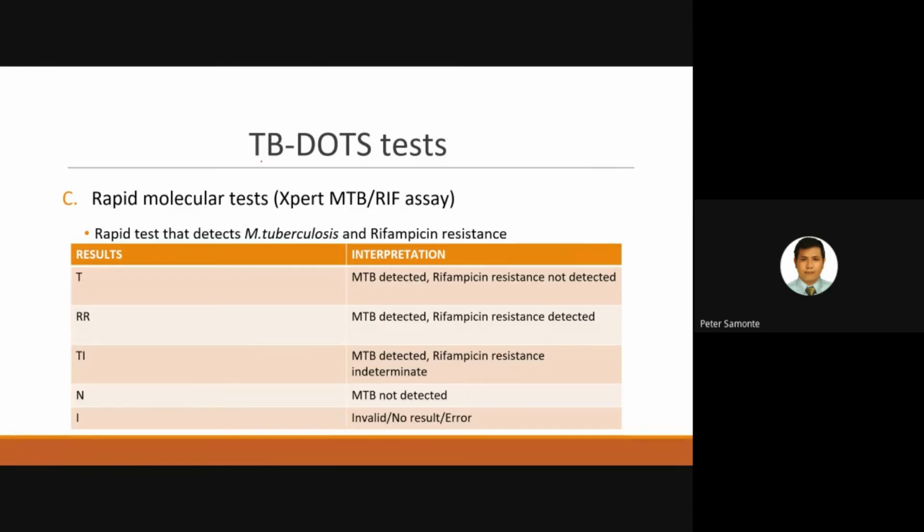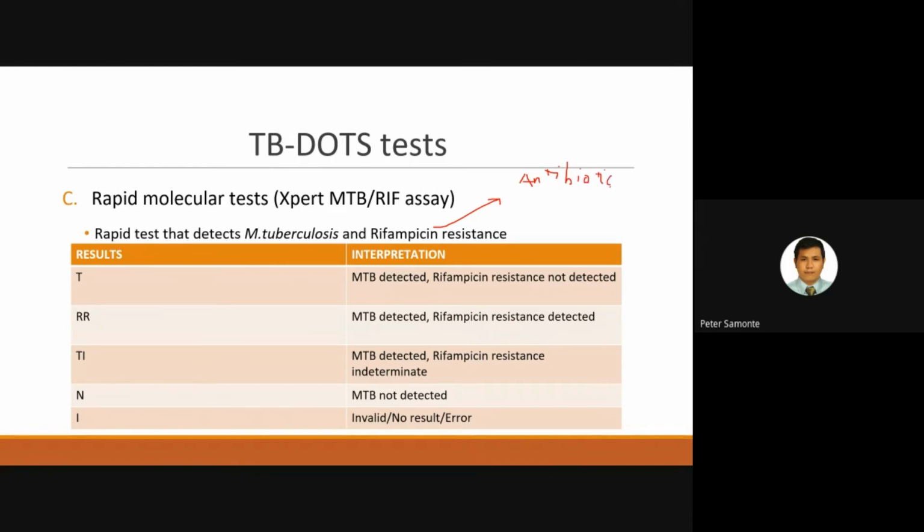Okay, we also have your rapid molecular tests, which is your Xpert MTB/RIF assay. So this is a rapid test that detects Mycobacterium tuberculosis and rifampicin resistance. So dito, class, you have 5 possible results na may encounter. You have your T, your RR, your TI, your N, and your I. So T would refer to MTB detected, rifampicin resistance not detected. Sir, bakit rifampicin? Now, rifampicin, class, is a type of antibiotic.